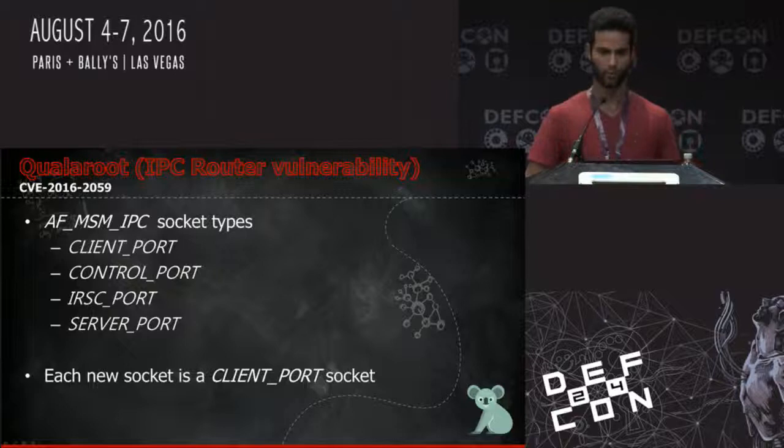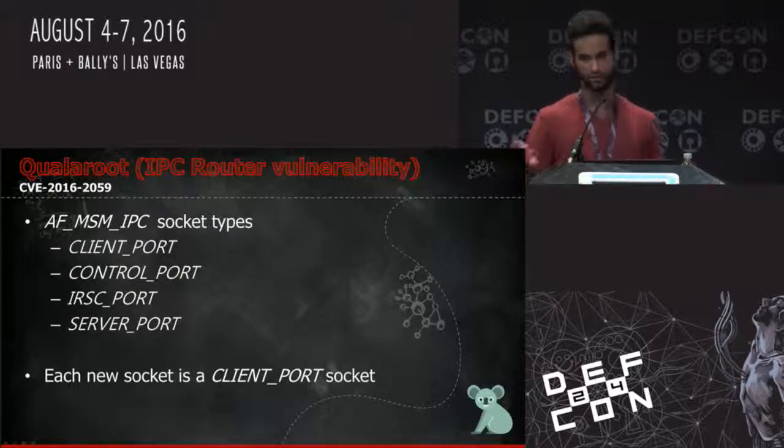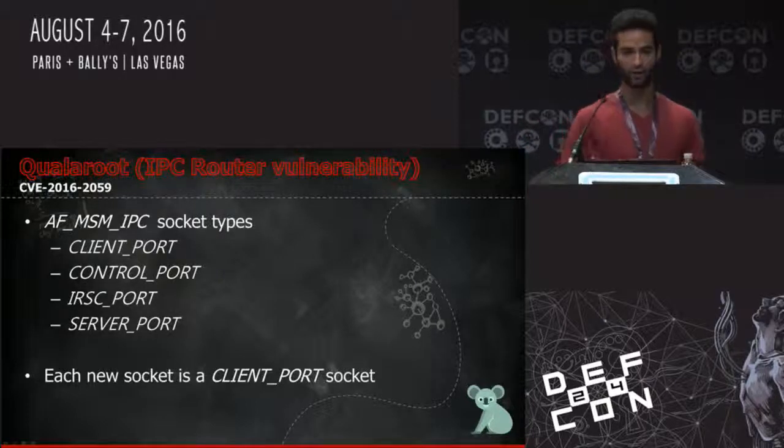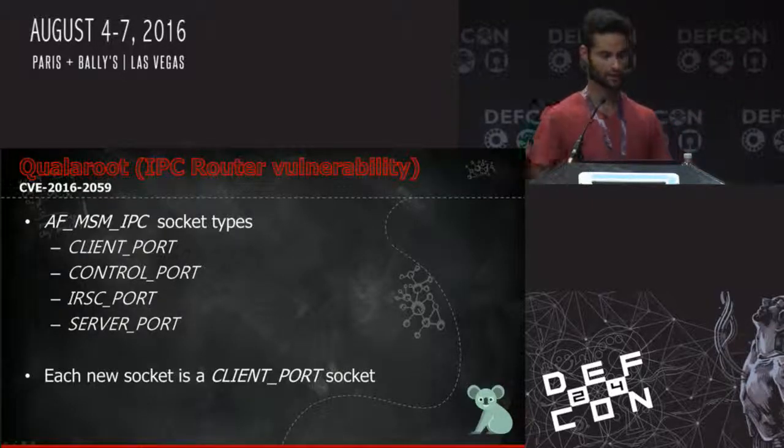A client port socket can communicate with other endpoints and send and receive data. Now, control port is a socket that cannot communicate with other endpoints. It will only receive messages about the creation or destruction of sockets in this address family. So how do we create a control port? We simply issue an ioctl on the client port.